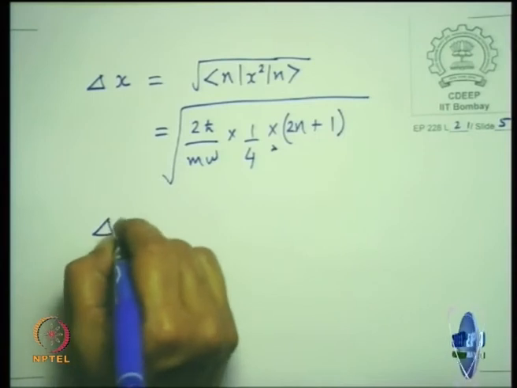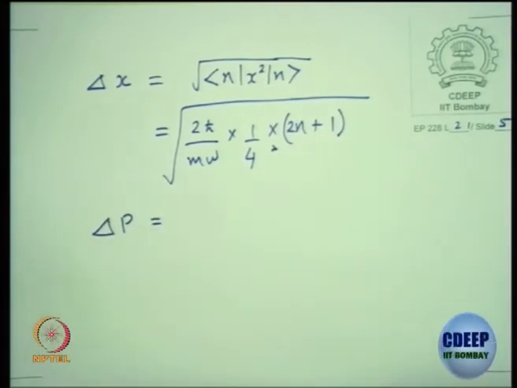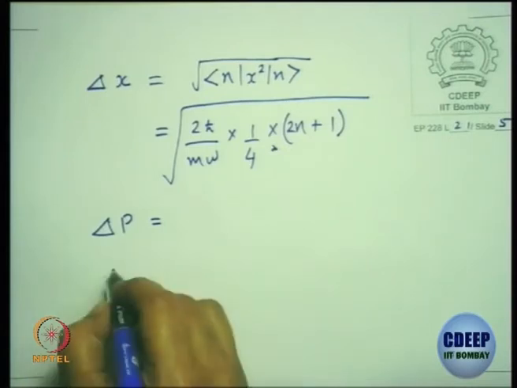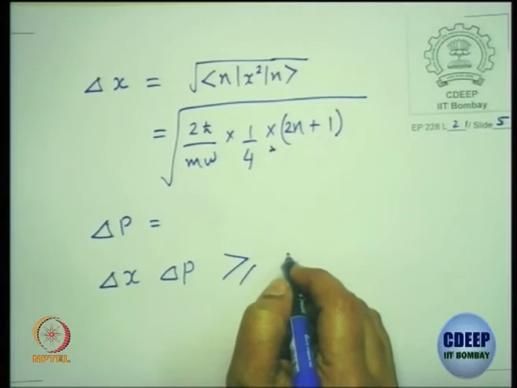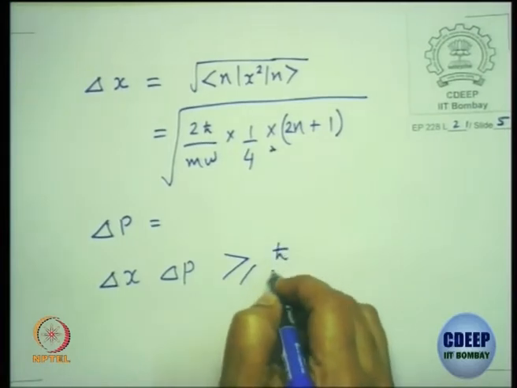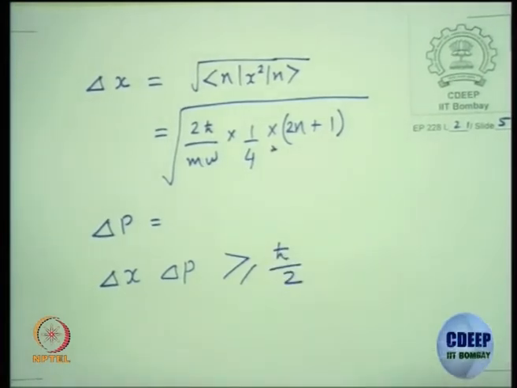Similarly, work out for delta p. Not going to do this for you, please do this. And what do you have to check? Delta x, delta p should be greater than or equal to h cross by 2. So please do this for delta p and make sure that you are able to verify this uncertainty relation.